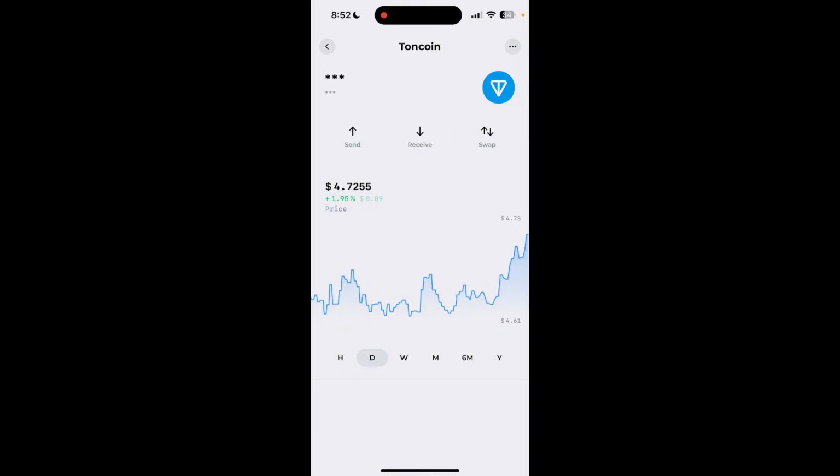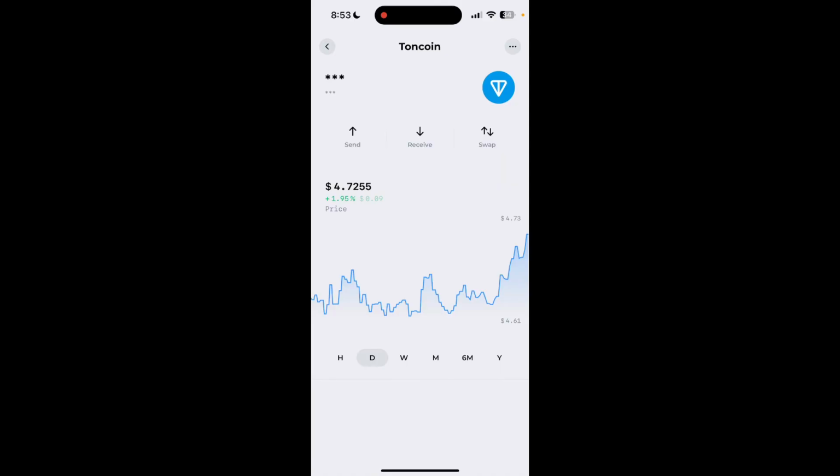For more detailed analysis, consider using portfolio tracking application that supports Ton coins. If you have multiple assets, review your asset allocation to understand how much your portfolio is in Ton coins versus the other tokens. If available, enable notification for price changes or significant market movements.